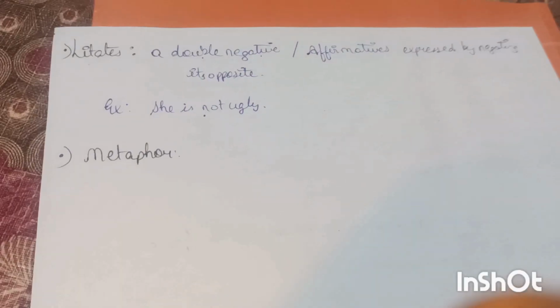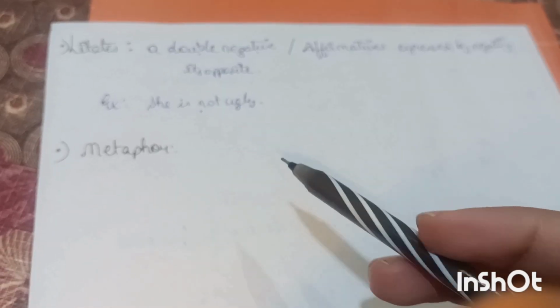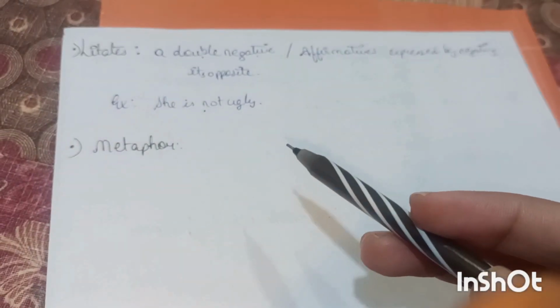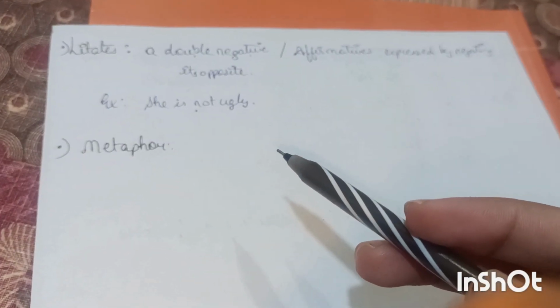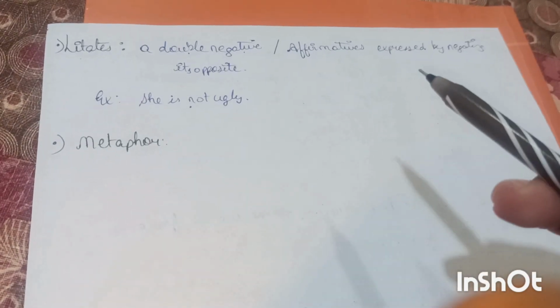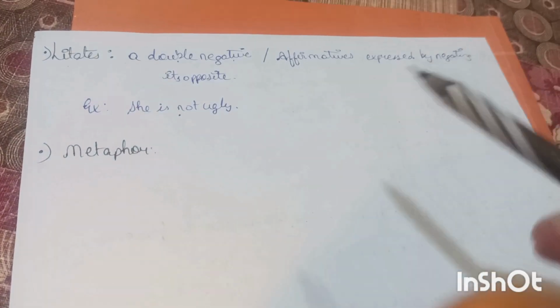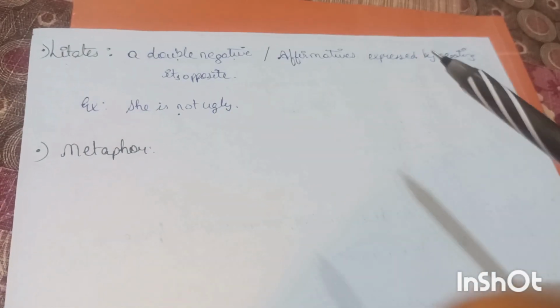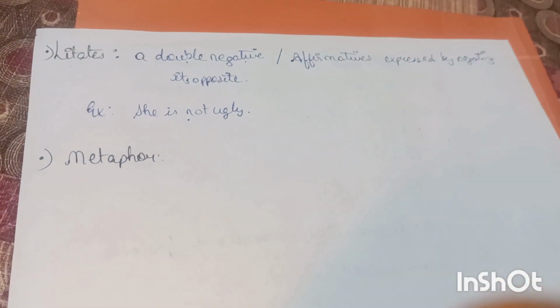Okay. So the next one is metaphor. In this case, what happens is that we are comparing two things by stating that one thing is another, or you can say we are comparing it through using is or are. Okay. So now let's write it.